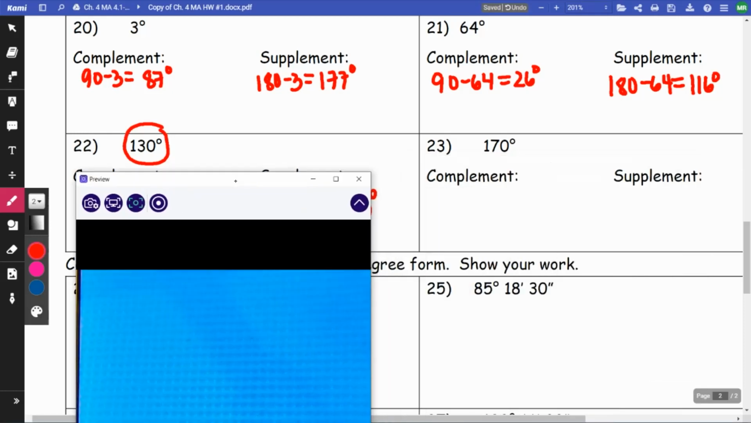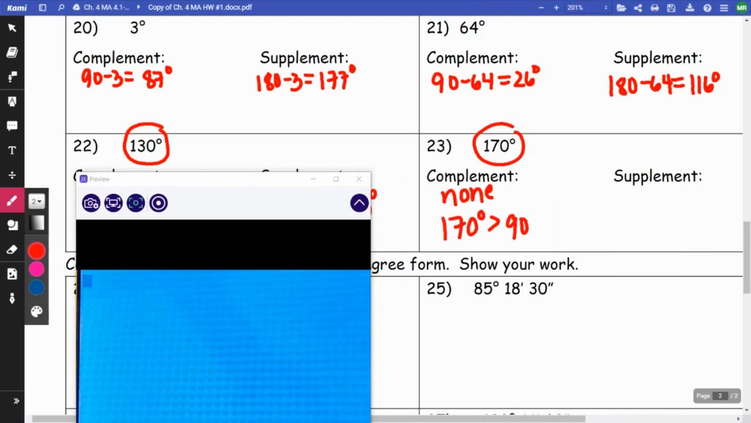Over here, again, this is going to be more than 90 degrees, so this is going to be none. And again, 170 degrees is greater than 90 degrees. That's why. Then I'm going to take 180 minus 170, and I'm going to get 10 degrees.